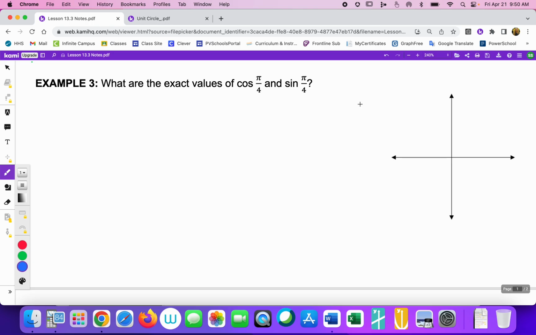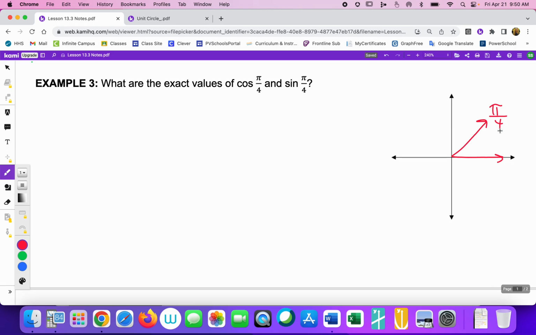Now to draw the angle, where is pi fourths? What degree equivalent is that? How many degrees is pi fourths? 45 degrees. So we're talking about a 45 degree angle just in radians. If you wanted to convert it to degrees, if that's easier for you to think about, that's fine. Just know that they're the same angle.